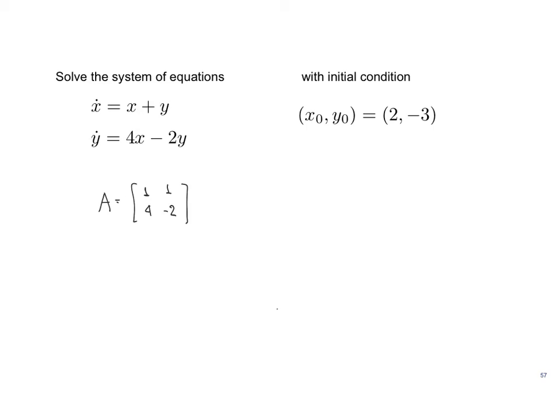What is the second thing we have to do? We just saw the importance of knowing this delta and tau, so the trace and the determinant. So what is the determinant of A in this case? Minus 2 minus 4 is equal to minus 6, and the trace is 1 minus 2, which is equal to minus 1. Okay, so from this one we could already know the kind of fixed point.